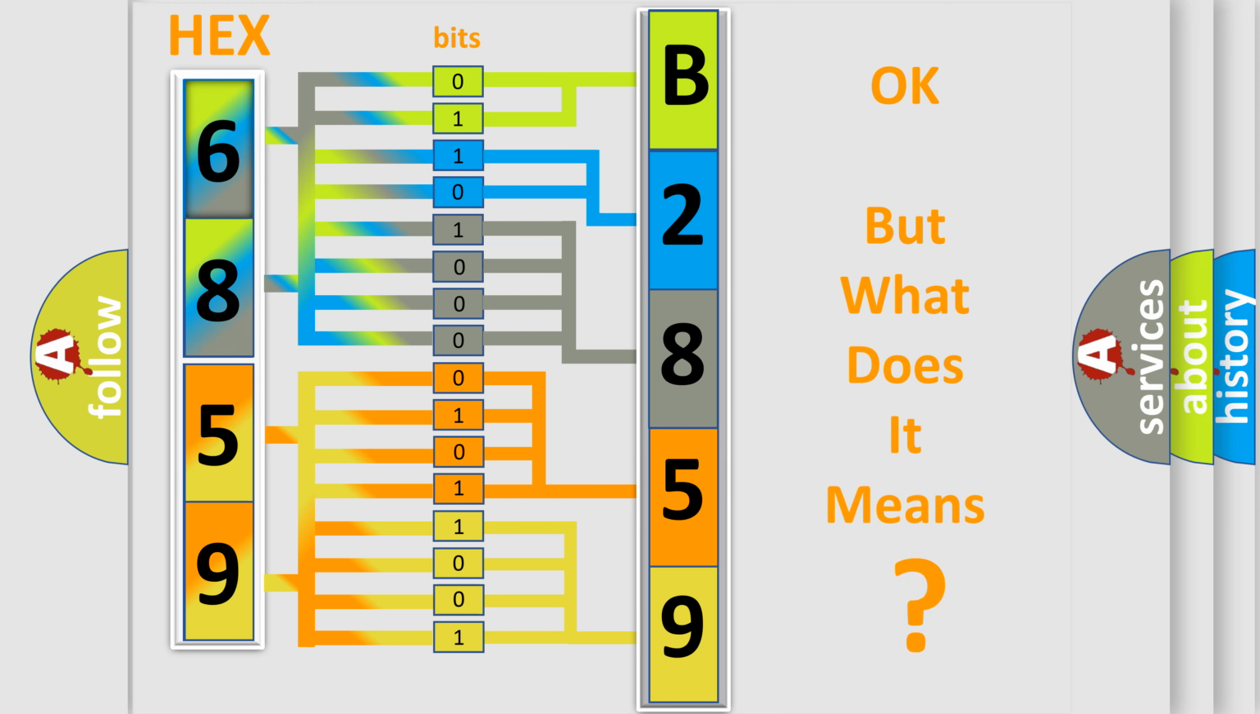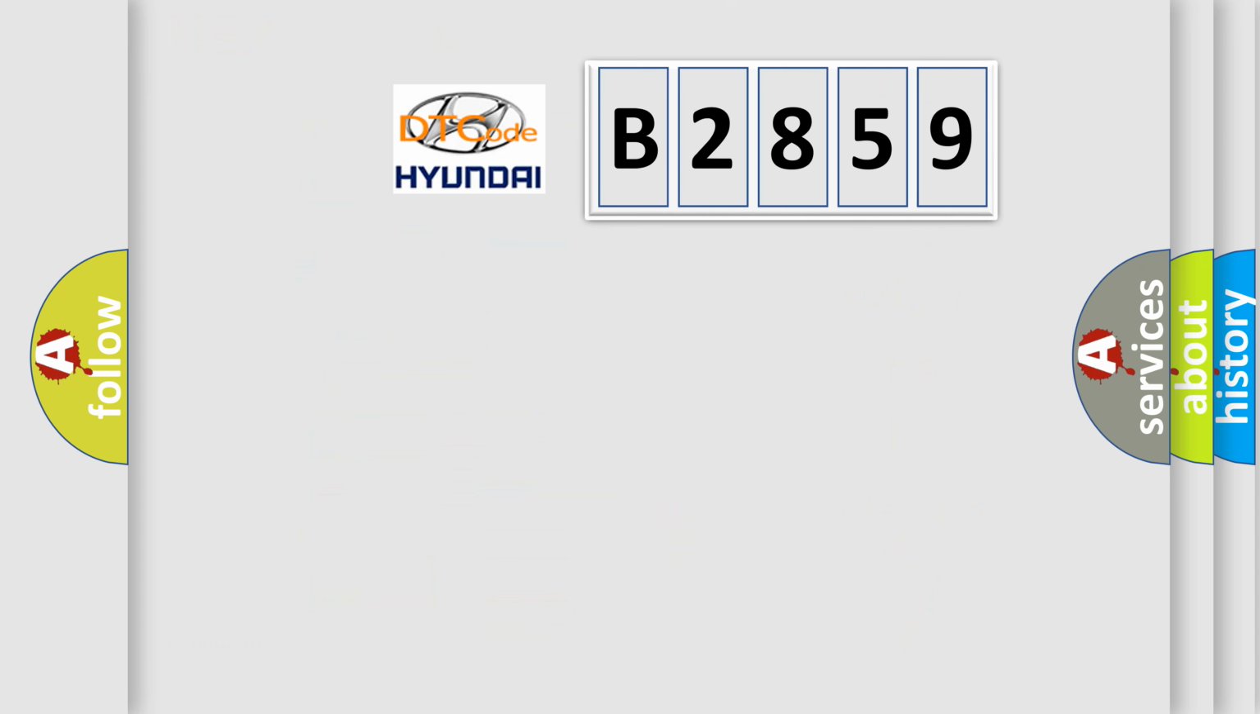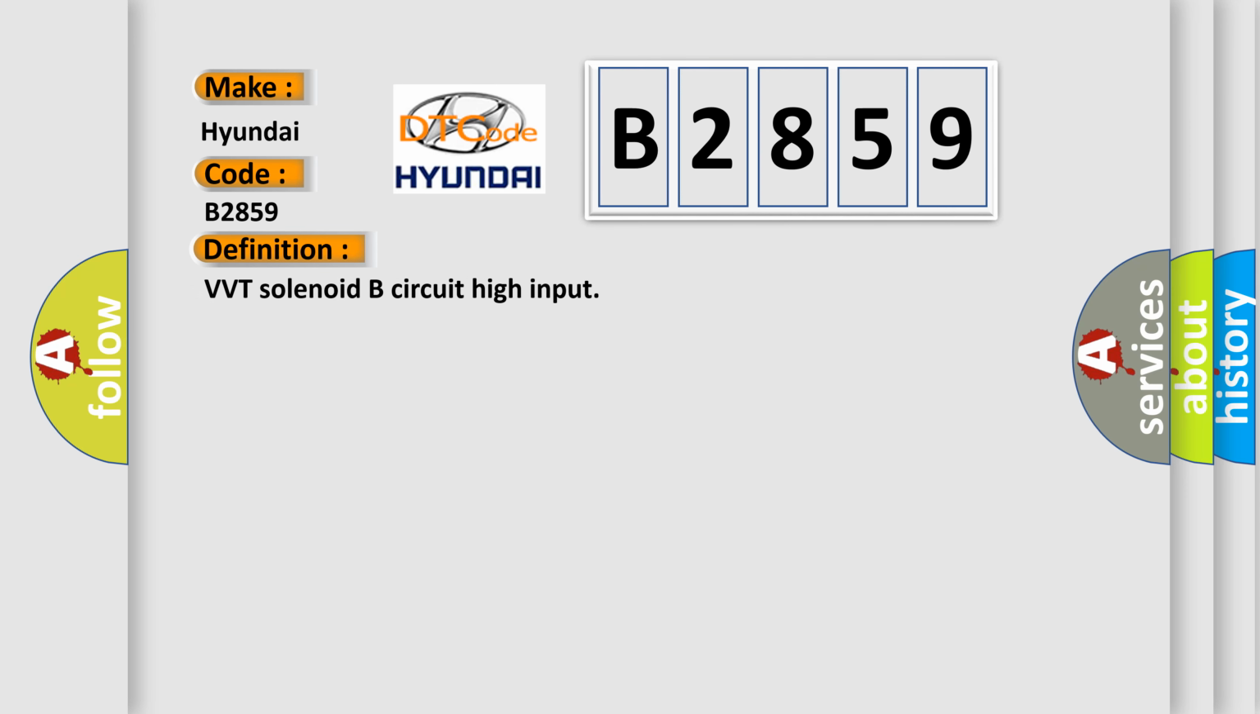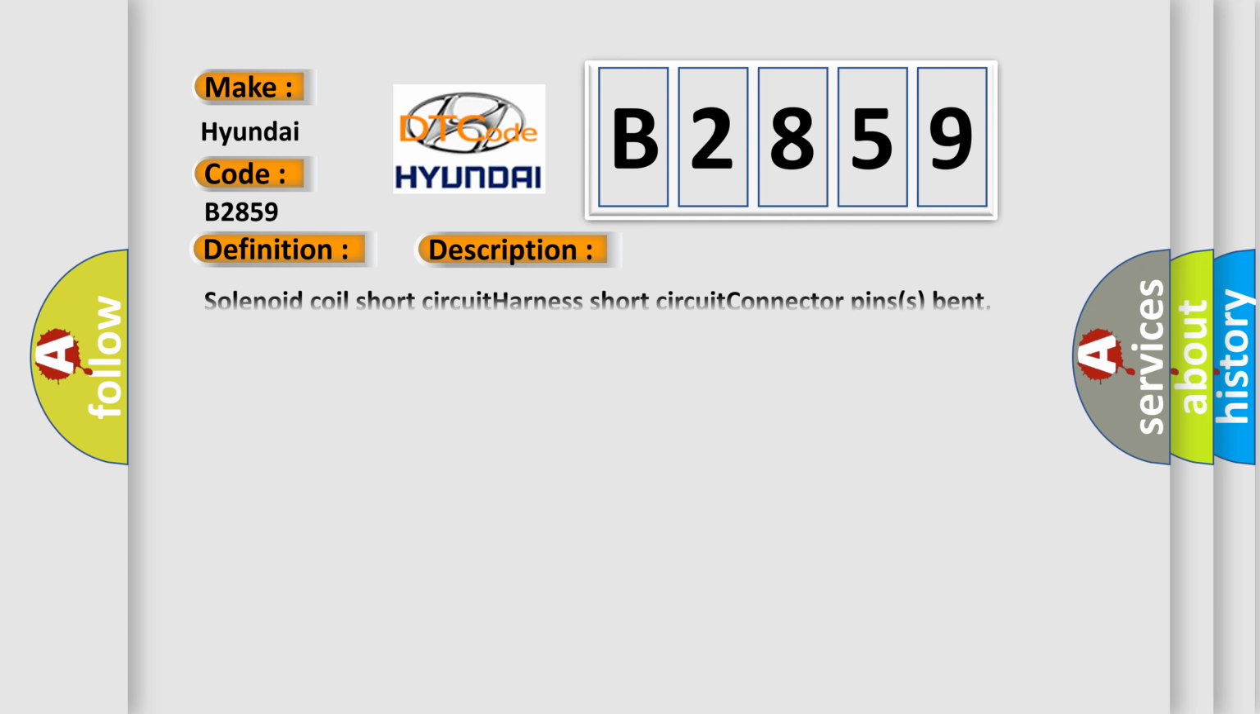The number itself does not make sense to us if we cannot assign information to what it actually expresses. So, what does the diagnostic trouble code B2859 interpret specifically for Hyundai car manufacturers? The basic definition is VVT solenoid B circuit high input. And now this is a short description of this DTC code. Solenoid coil short circuit, harness short circuit, connector pins bent, loose or corroded.